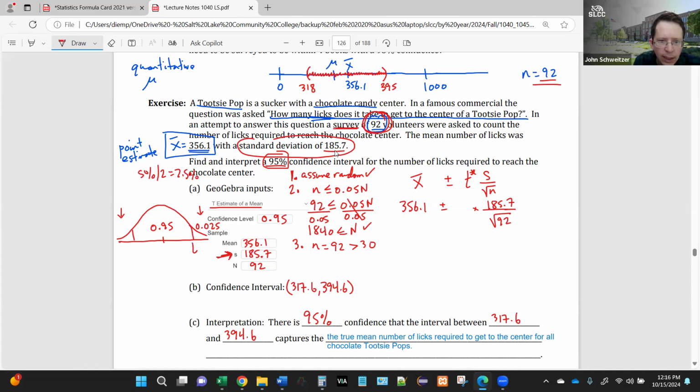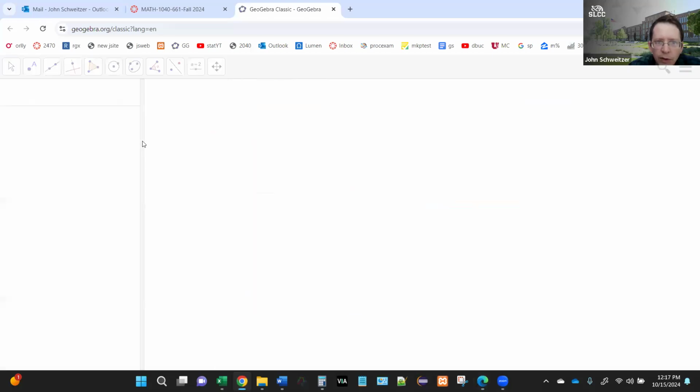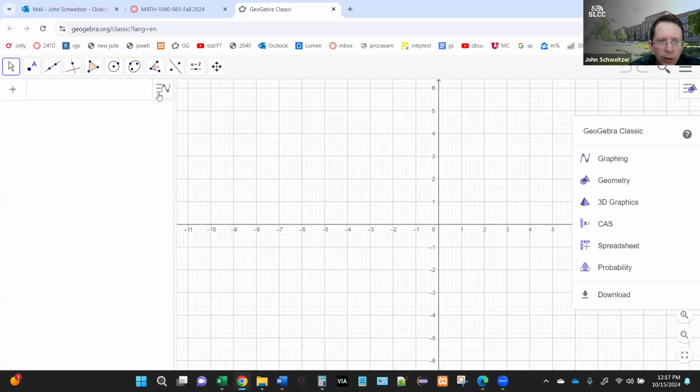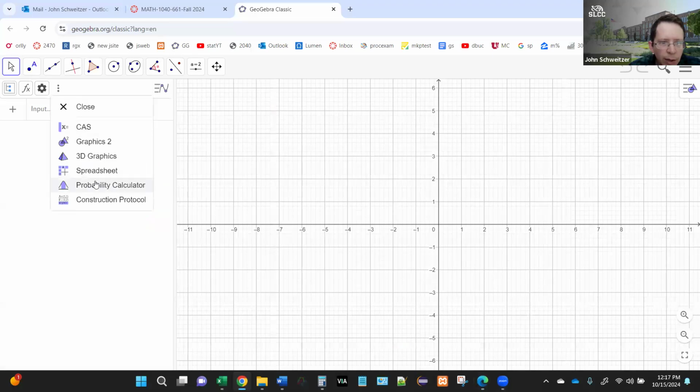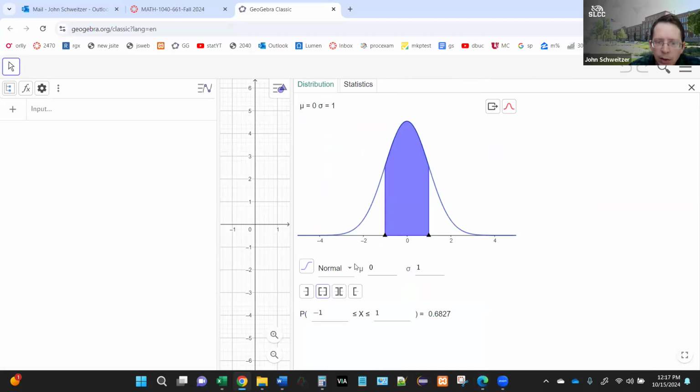Okay, so we want the T star value such that 0.025 as a proportion of the population lies above it. So we're going to go to the T distribution and we're going to look for this T star value. This is what we were practicing earlier. So we go over here to GeoGebra. Let's start from scratch on this. So we go toggle, 3 dots, probability calculator. And we're going to go to distribution.